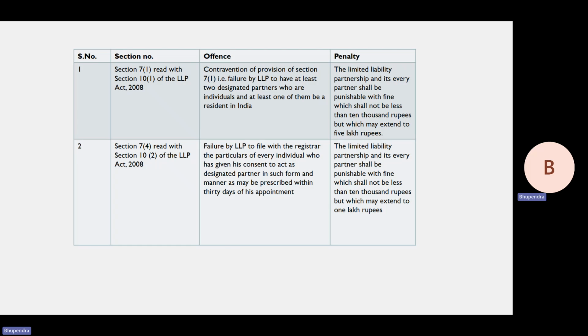Contravention of provision of section 7, that is failure by the LLP to have at least 2 designated partners who are individuals and at least one of them resident in India, then the penalty shall be not less than 10,000 rupees, but which may extend to 5 lakh rupees. Failure by the LLP to file with the registrar the particulars of every individual who has given his consent to act as designated partner in such form and manner as may be prescribed within 30 days of his appointment, then the penalty would be not less than 10,000 rupees, but may extend to 1 lakh rupees.